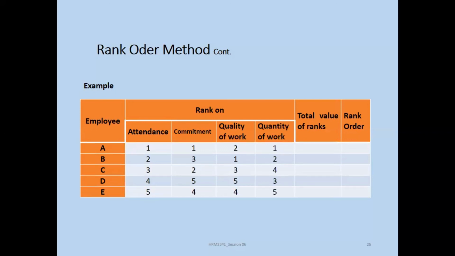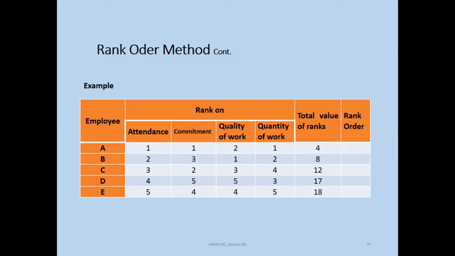The next criteria is quantity of work. The best person is employee A. The next is B, D, C, and E. Now we evaluate. We have 4 ranks for each employee on the 4 different criteria. Then we can calculate the total value of rank.